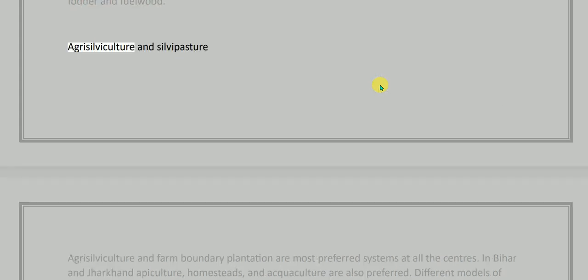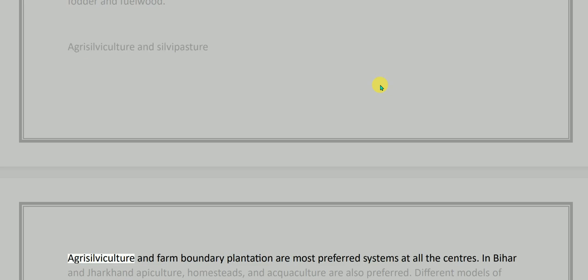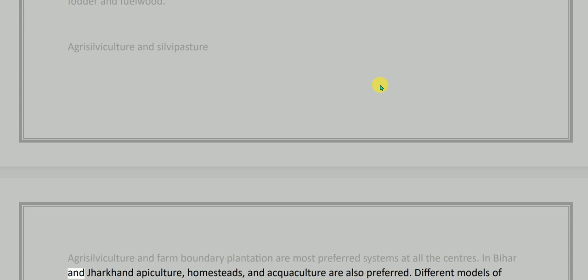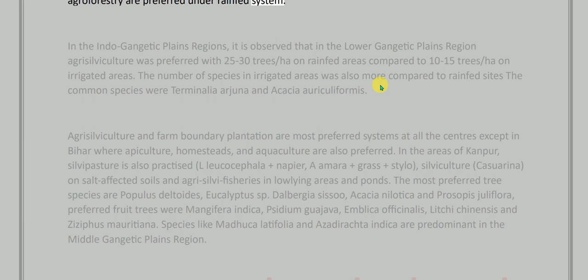Agri-silviculture and silvipasture. Agri-silviculture and farm boundary plantation are most preferred systems at all the centers. In Bihar and Jharkhand, apiculture, homesteads, and aquaculture are also preferred. Different models of agroforestry are preferred under rain-fed system. In the Indo-Gangetic Plains regions, it is observed that in the lower Gangetic Plains region agri-silviculture was preferred with 25 to 30 trees per ha on rain-fed areas compared to 10 to 15 trees per ha on irrigated areas. The number of species in irrigated areas was also more compared to rain-fed sites. The common species were Terminalia arjuna and Acacia auriculiformis.